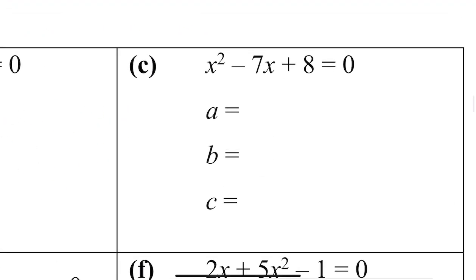Same thing. Even though there's no number here, this is actually an invisible 1x squared. So over here, your a is equal to 1. Note this is an invisible 1, not 0, because 0 times x squared will become 0. So this is an invisible 1x squared minus 7x. Remember your b here includes the sign. In this case, this is negative 7. And then for this part over here, this is positive 8. So your c is 8. Okay.